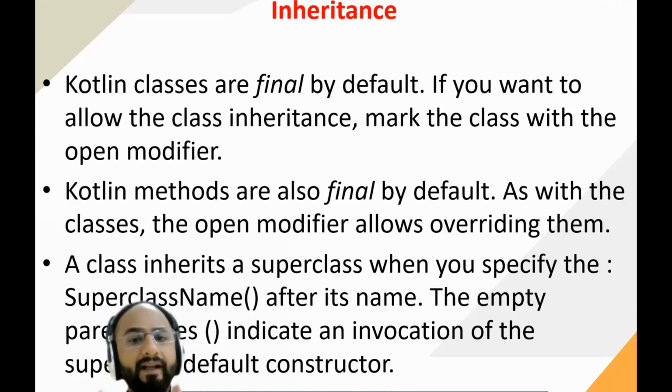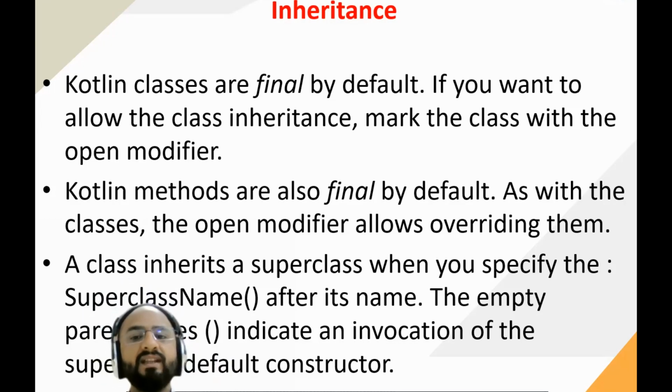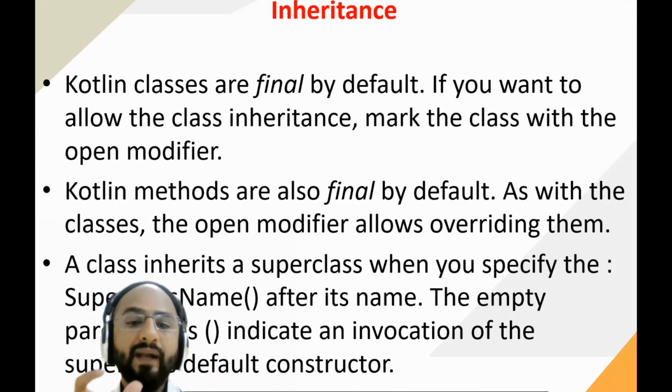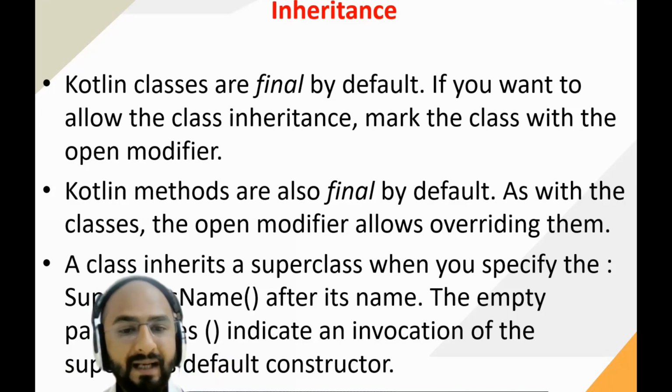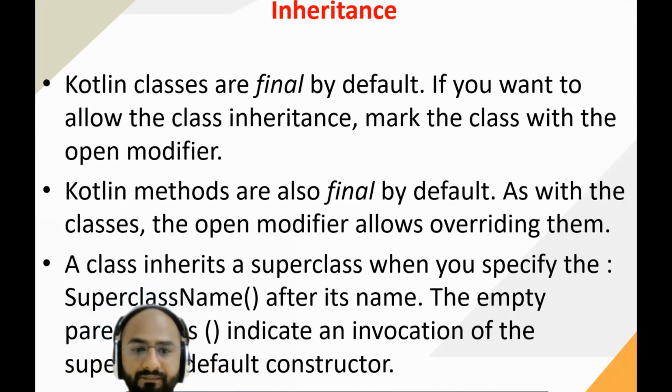right? So if you are creating a class in Kotlin, it will be final by default. And if you are creating a method of a particular class, the method will also be final. If you need to override that method in the child class, you need to make it open. It means that you need to write the open keyword before the fun keyword. A class inherits a superclass where you specify the superclass name after its name.